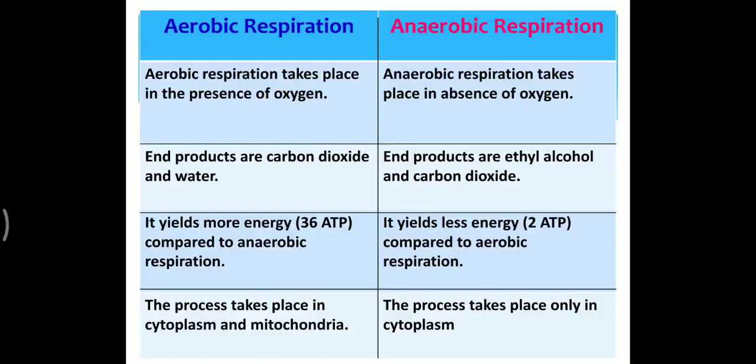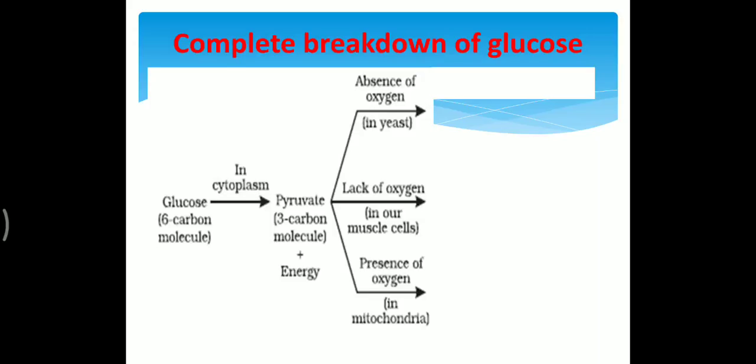Whereas anaerobic respiration takes place in the absence of oxygen. End products are ethyl alcohol and carbon dioxide. It yields very little energy. Imagine, that is 36 ATP, whereas here it is only 2 ATP compared to aerobic respiration. The process takes place only in cytoplasm. Aerobic can happen in cytoplasm and mitochondria, whereas anaerobic happens only in cytoplasm.